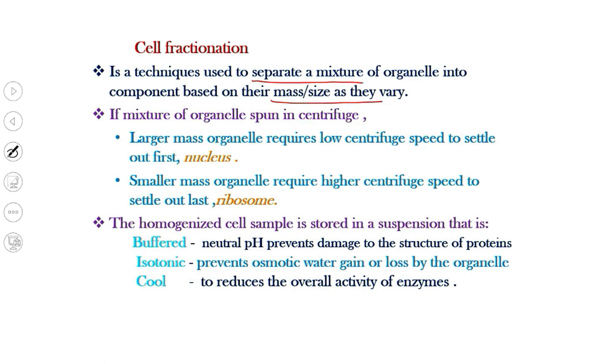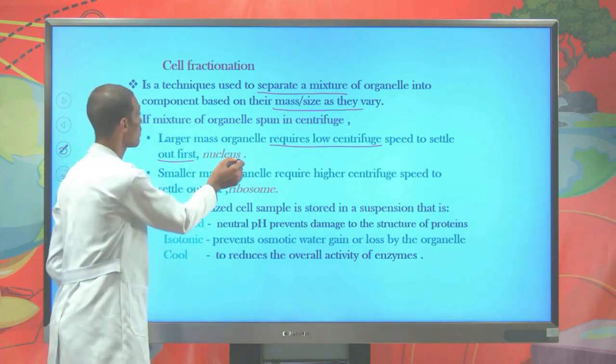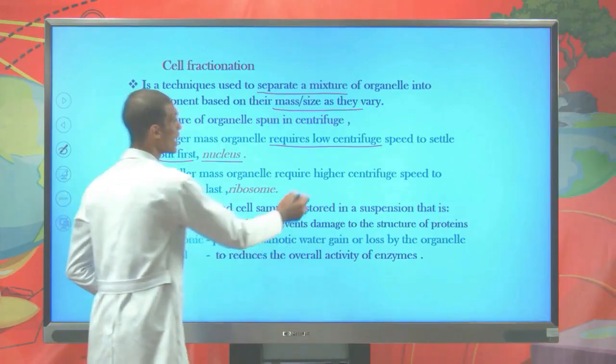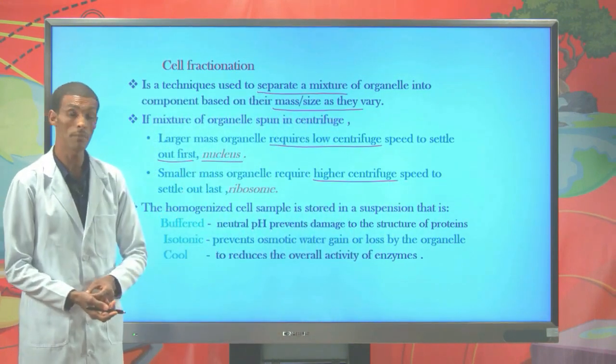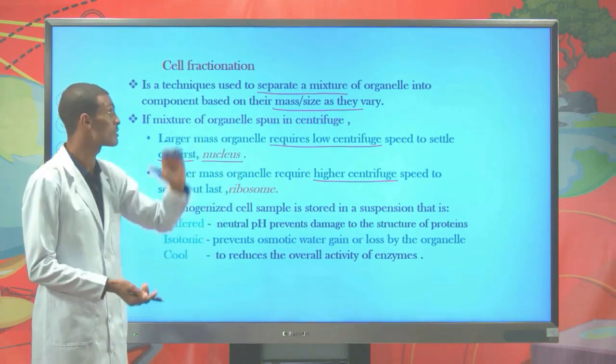For example, if a homogenized mass of organelles is added together, a heavy organelle needs a low centrifugation speed and settles out first. For example, if different organelles are added together, the nucleus separates first because of its mass. The light or smaller organelles require high centrifugation speed and settle out last. For example, in the process, ribosomes become separated last. Try to identify this point, students.